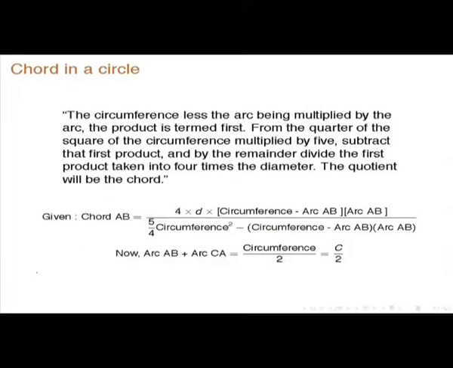So, what he is trying to say is that the circumference less the arc, multiplied by the arc, the product is found first from the quarter of the square of the circumference multiplied by 5, etc. So, what he is saying is that this chord AB is 4 into the diameter into (circumference minus arc AB) into arc AB, divided by 5 by 4 into circumference squared minus (circumference minus arc AB) into arc AB. Now this is a very important result. I will comment upon that in the following.